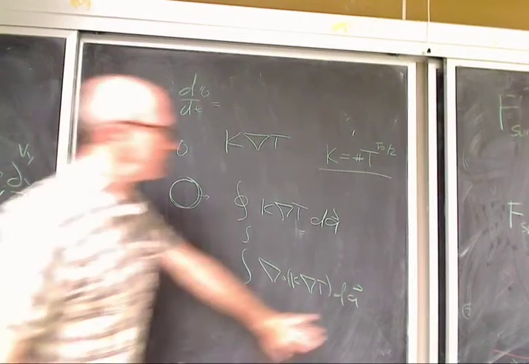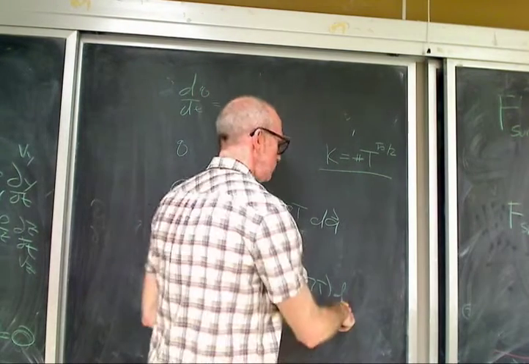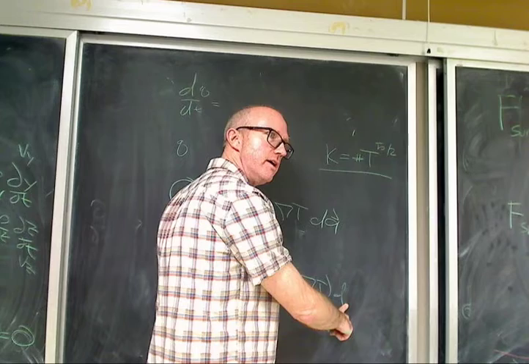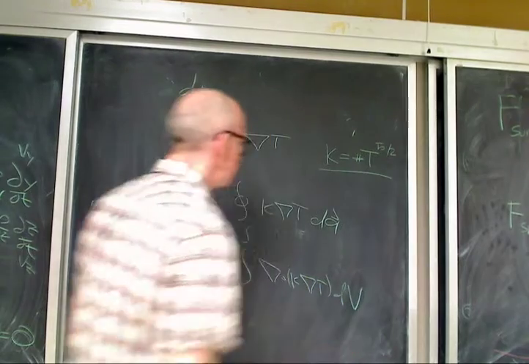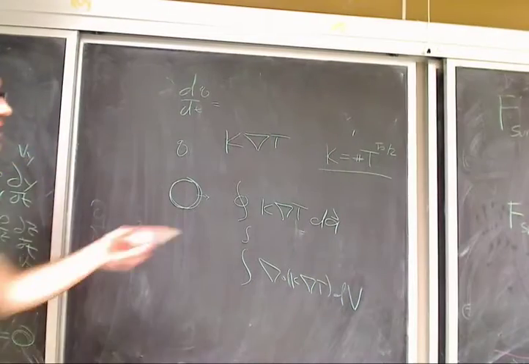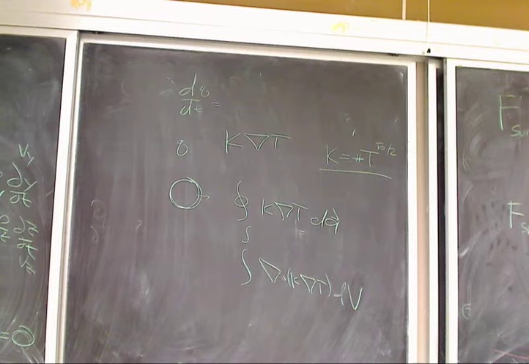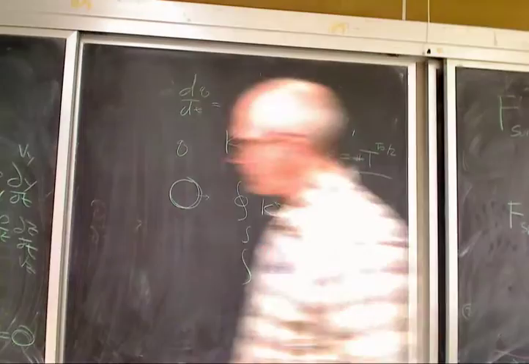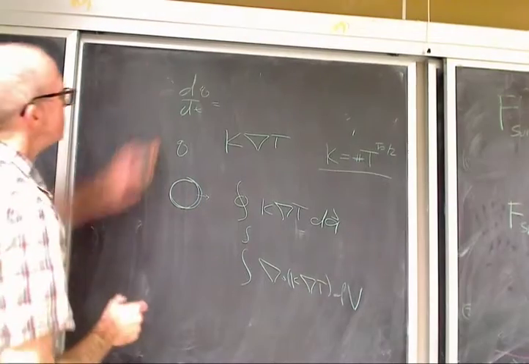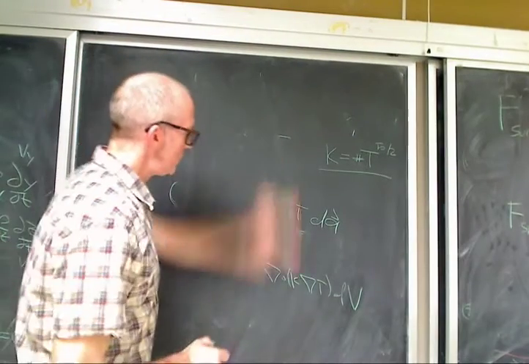Oh, no, not dA. What am I integrating over here? Volume. dV, d volume. So then I can just drop that, since all of that is a volume integral as well, and dq dt equals minus div K grad T. So if K is a function of space, then this function is hard to deal with.